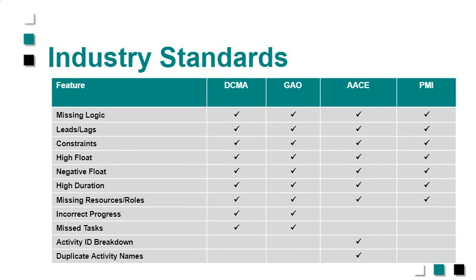So there are a number of industry standards that people talk about. The DCMA 14-point standard, of course, that's pretty well known. We have the Government Accountability Office, or GAO. These are government standards that are out there. There's also industry standards, such as the AACE, which is the Association for Advancement of Cost Engineering, and of course, your PMI standards. All these organizations have standards as to what you should be looking for in a quality schedule.